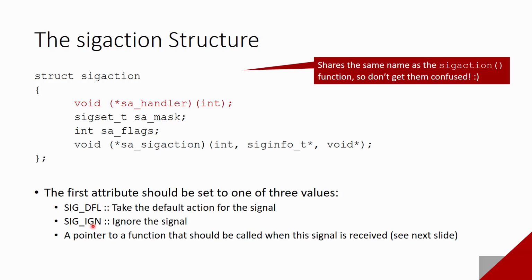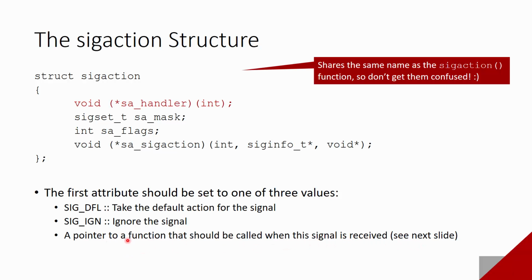Alright, SIG_IGN. This is ignore the signal. You can use this one to tell your process to simply ignore that signal as if it never occurred. And then finally, the other option you could set SA_HANDLER to is a pointer to a function that should be called when the signal is received.